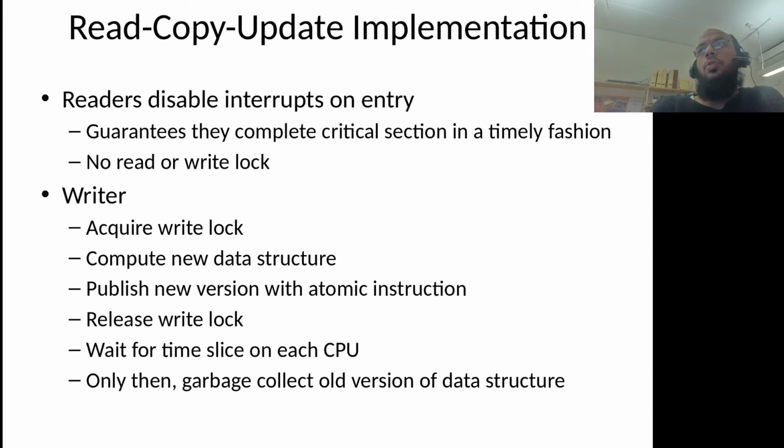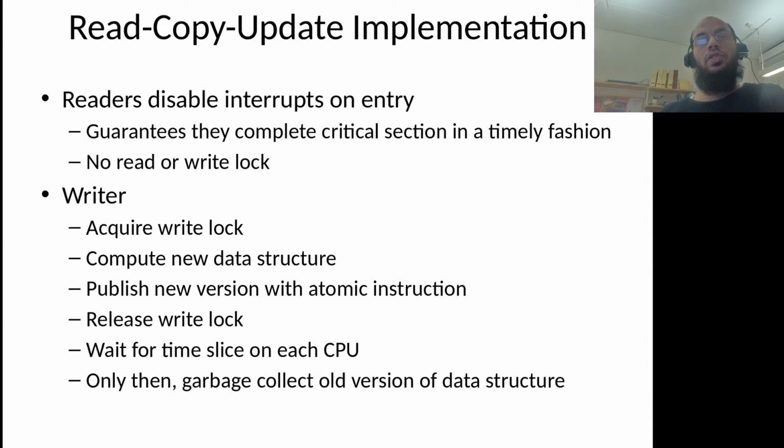So the way that read copy update is implemented is that readers disable interrupts on entry, and they are guaranteed to complete the critical section before the grace period finishes. And there are no read or write locks basically. And since you're disabling the interrupts, that means that you have to run pretty fast, so it's used in the kernel. It's not used outside of the kernel for this reason, because you basically disable interrupts.